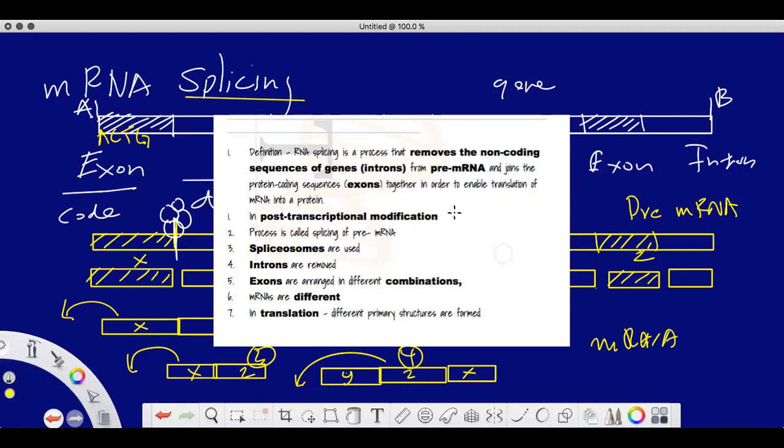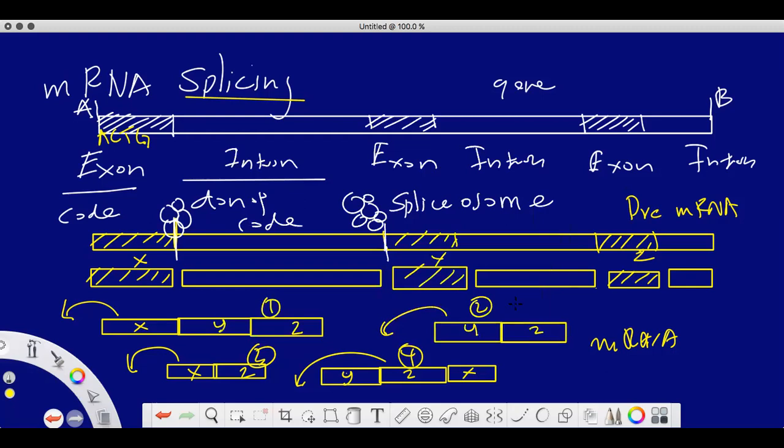That's called a post-transcriptional modification. Post means after transcription. What modification takes place? The process is called splicing of pre-mRNA. Spliceosomes are used, introns are removed, and exons are arranged in different combinations. The mRNA is different. In translation, different primary structures are formed. So these are the 7 points you need to use to write the answer about RNA splicing. So different mRNA can produce a different protein.